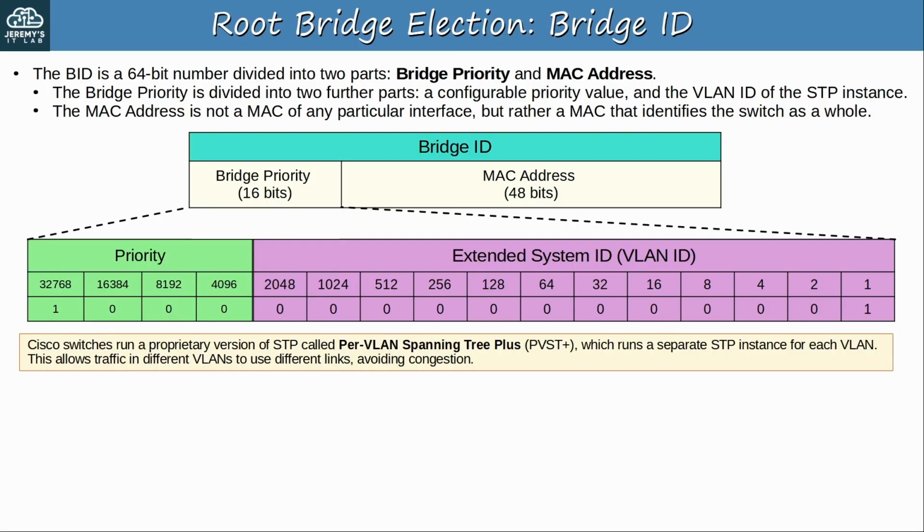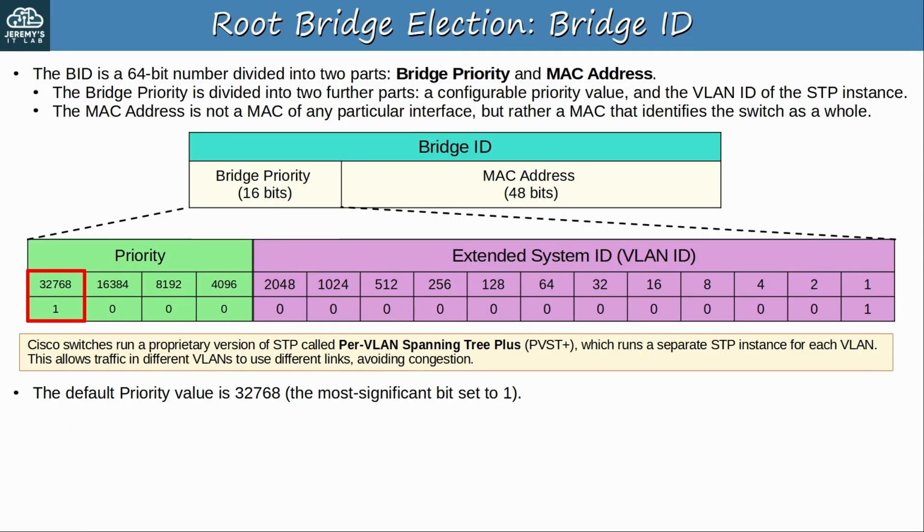Note that Cisco switches run a proprietary version of STP called per VLAN spanning tree plus, PVST+. PVST+ runs a separate STP instance for each VLAN, which allows traffic in different VLANs to use different links, avoiding congestion. In this video, we'll just focus on a single STP instance, VLAN 1, but in a future video, I'll talk about load balancing with STP.